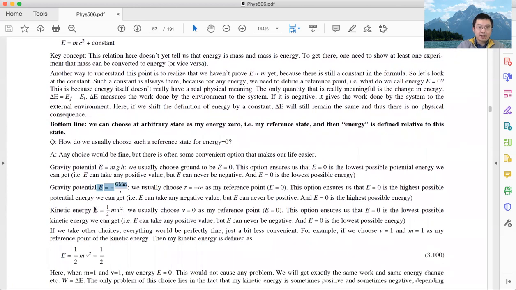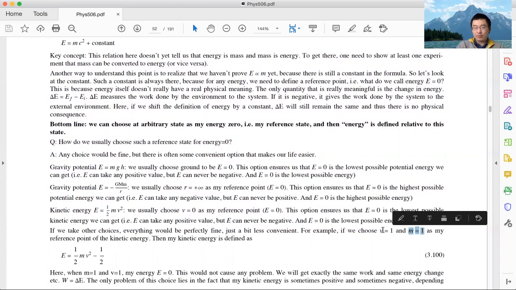And for kinetic energy, for example, in Newton's mechanics, we know the kinetic energy is 1/2 mass times velocity squared. For kinetic energy, typically we choose velocity zero to be my energy reference point. Velocity zero is where we call the kinetic energy zero. That's a typical convention, but of course this is not a necessary convention. I can choose any state to be my reference point. For example, I can choose the state of velocity equals 1 and mass equals 1 to be my zero energy state. I just choose this to be my zero energy state.